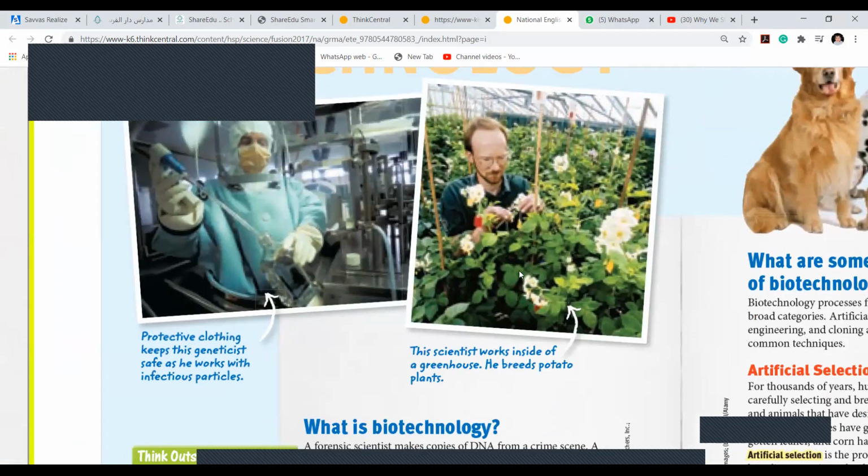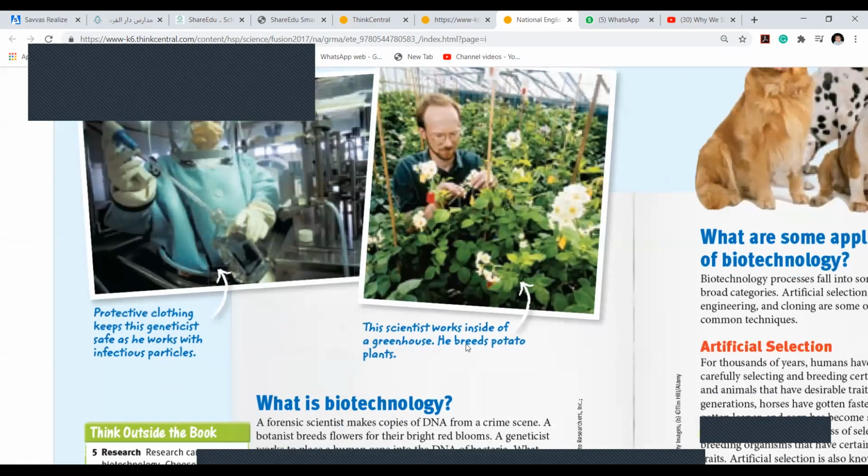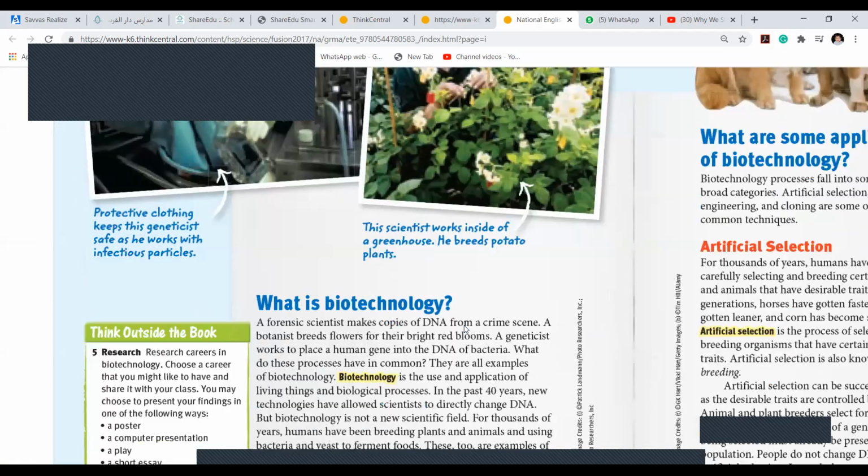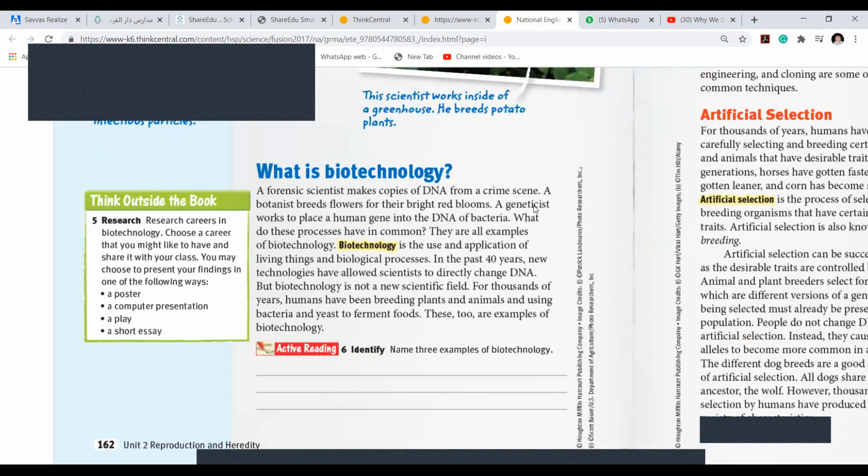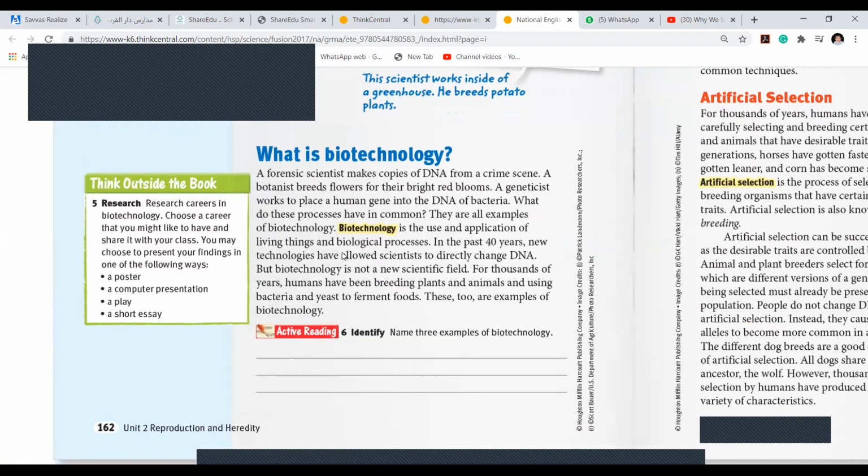Yeah, great. So protective clothing keeps this geneticist safe as he works with infectious particles. Now everyone knows about this because of Corona, you have seen so many pictures of people wearing this, covering themselves completely. When they are safe from the infectious particles, the scientist works inside a greenhouse. He breeds potato plants. It's showing you artificial breeding here. So biotechnology is the use and application of living things and biological processes. In the past 40 years, new technologies have allowed scientists to directly change DNA. In these 40 years, they even know how to change DNA.